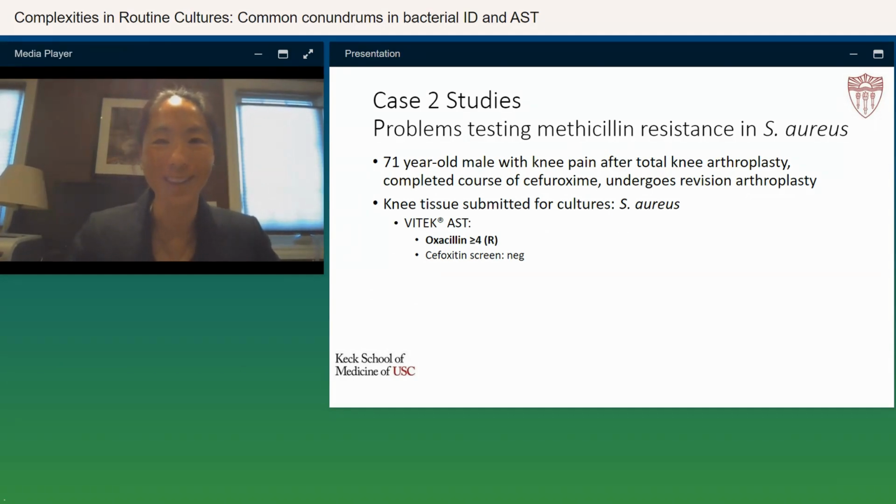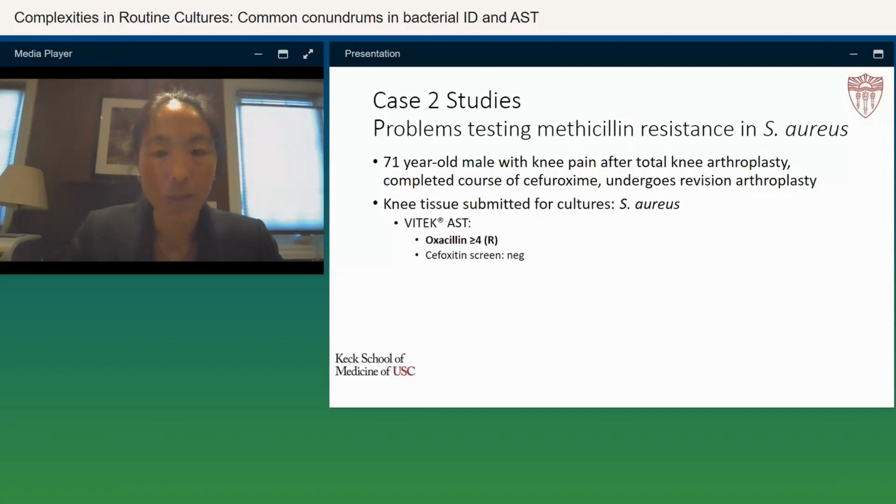Now we have another case in our series, a different problem with methicillin resistance testing in Staph aureus. We have a 71-year-old male who had knee pain after getting a total knee replacement, or arthroplasty, completed a course of cefuroxime for this knee pain in case it was due to infection, was not getting better, and had to undergo a revision knee replacement. So at the time of the revision, knee tissue was submitted for routine cultures, and we isolated Staph aureus. Okay, so that's Staph aureus.